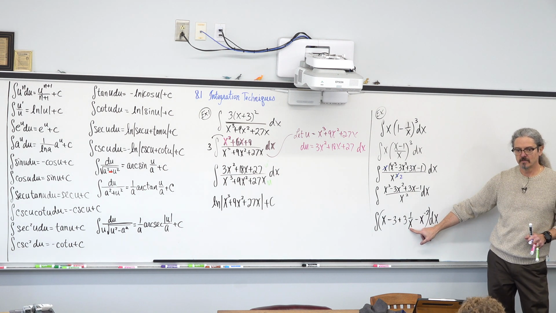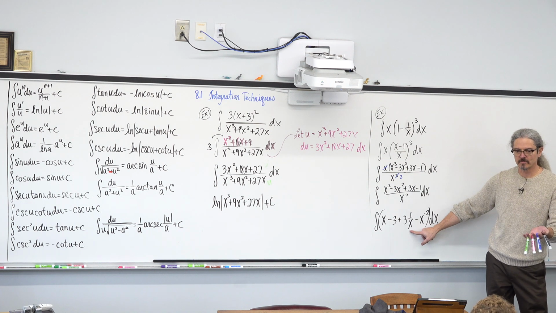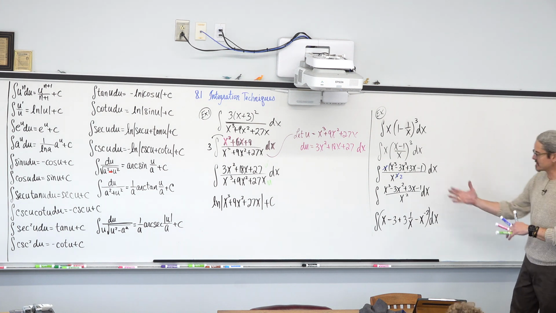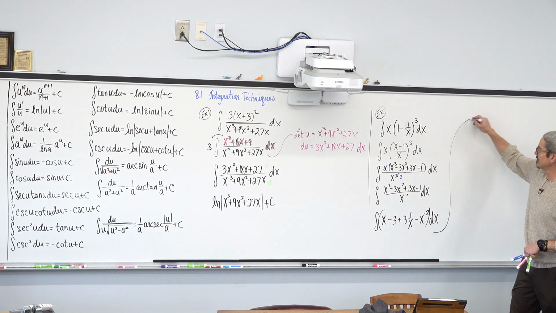You can't do the power rule. Yeah, it'd be kind of funny, right? Because the integral of 1 over x is natural log of x. So this is now finally done in terms of the simplification process. We can then just integrate each part.